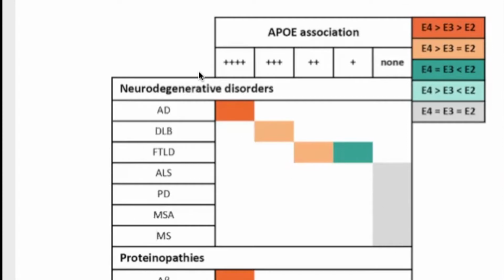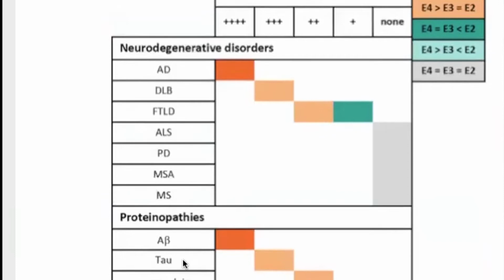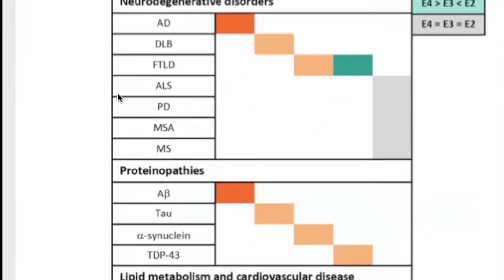Here there is also an illustration of how the different variations are correlated with neurodegenerative diseases. Here first, Alzheimer's disease, Lewy body dementia, and frontotemporal dementia, and then it seems that there is not a correlation with lateral sclerosis, Parkinson's disease, multisystem atrophy, and multiple sclerosis.